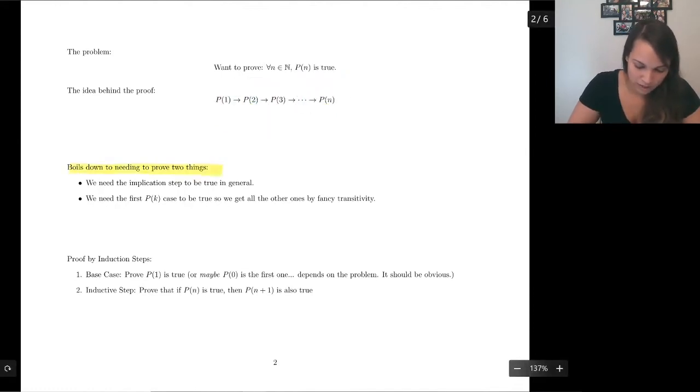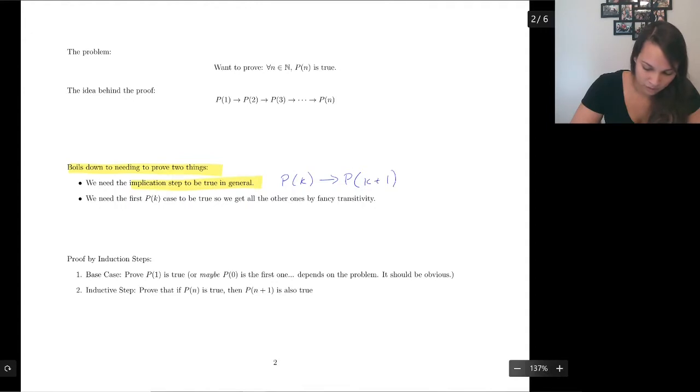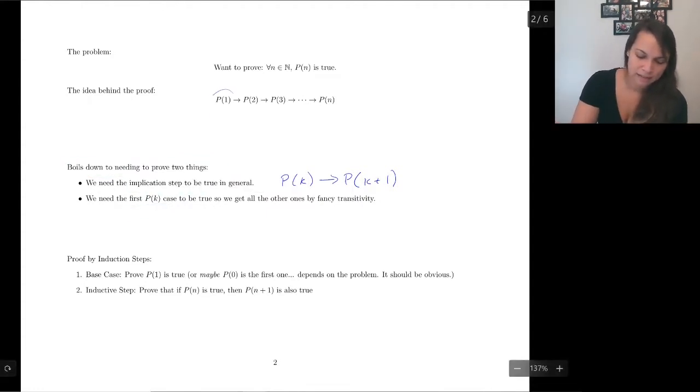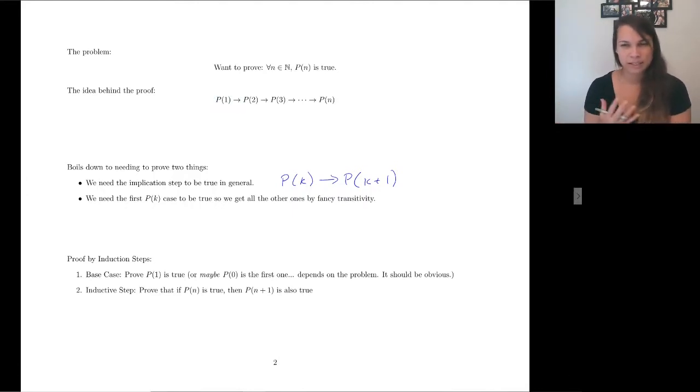So that's basically summarized right here. It boils down to proving two things. We need the implication step to hold in general. So I need P of k, I think I used k on the previous page, to imply the next one is true. And we need the first case to be true. In this case, 1 was our first case, but it might be the case that 0 is the first case. You can tell pretty easily by looking at the problem. I'll have examples for you guys.